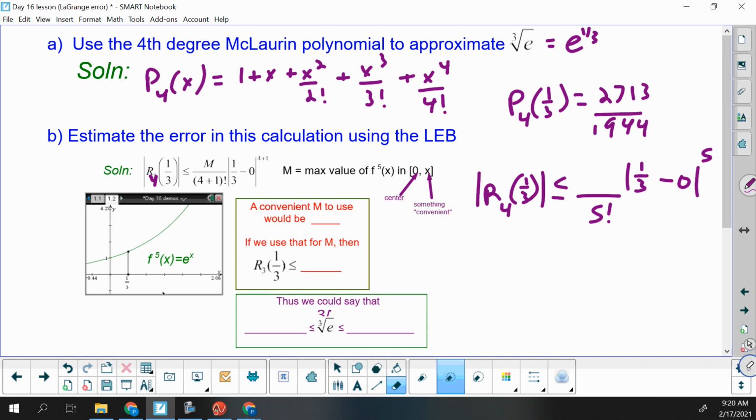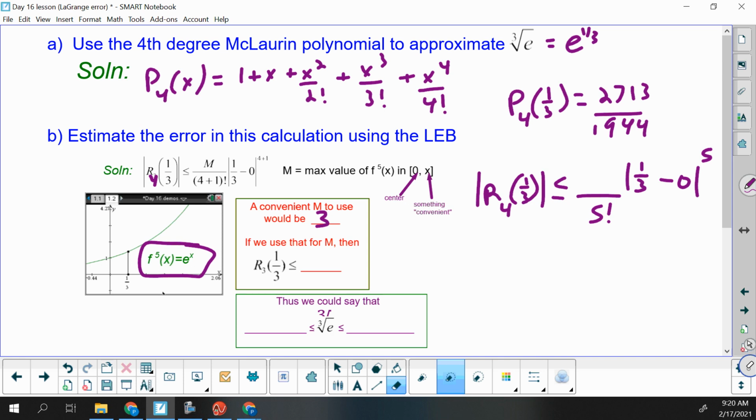So e to the x is an increasing function. So from 0 to a third, well, think about what e to the 1 is. e to the 1 is 2.7 and change. So we could be confident by picking 3 for m, because we know 3 is a nice number bigger than e to the first. So therefore, e to the third we know is something less than that. Now I should specify, we are looking at e to the x because that's the fifth derivative of e to the x. It just happens it's the same as the original function, but we're really looking at it as the fifth derivative. Because that next derivative won't always be the same as the original function.